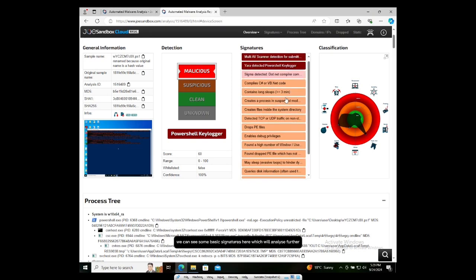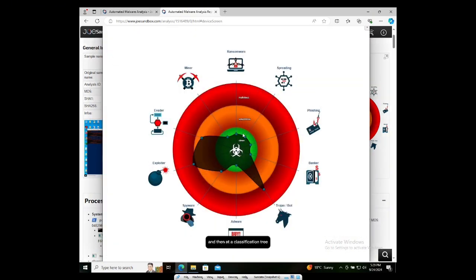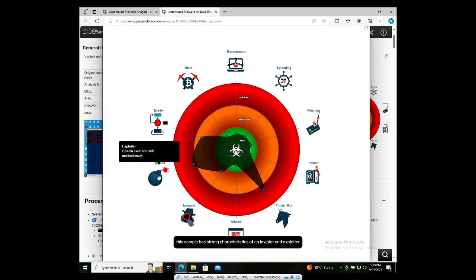We can see some basic signatures here, which we'll analyze further, and then a classification tree, which we can see this sample has strong characteristics of an invader, an exploiter, some spyware characteristics, but they sit within the suspicious zone. And then within the malicious ring, we can see that it also has identified it as a Trojan/bot.